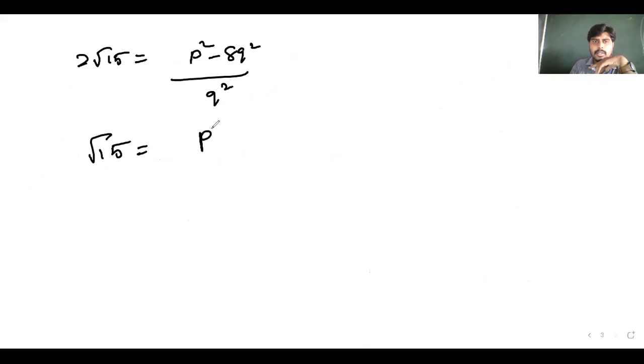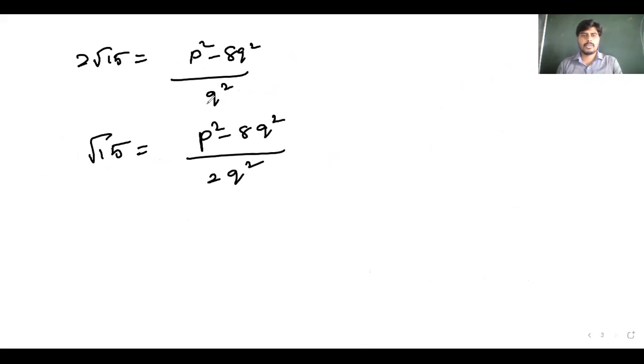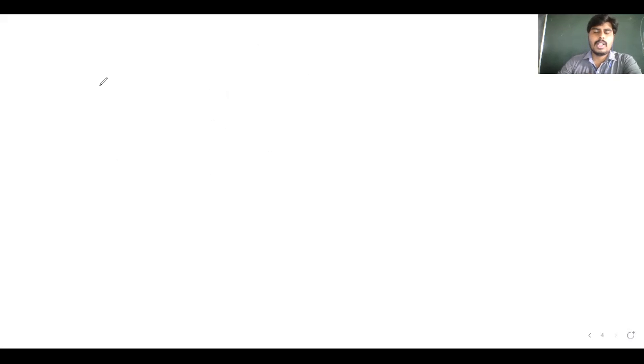Root 15 p square minus 8q square by 2q square. Did you get that, Nana? p square minus 8q square by 2q square. If you observe, we shall see some concept.